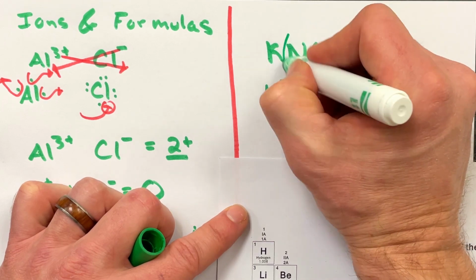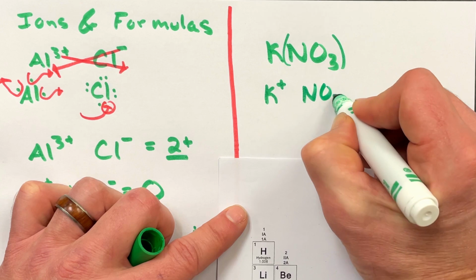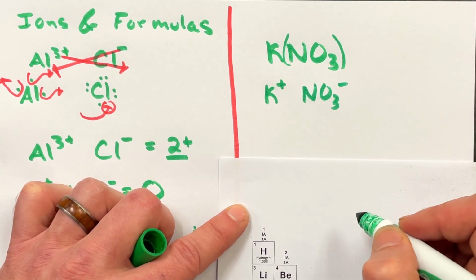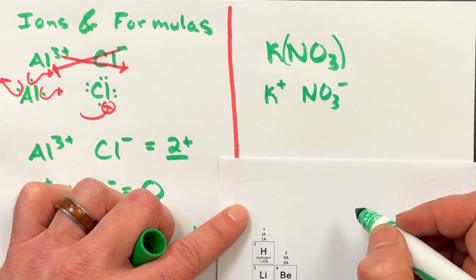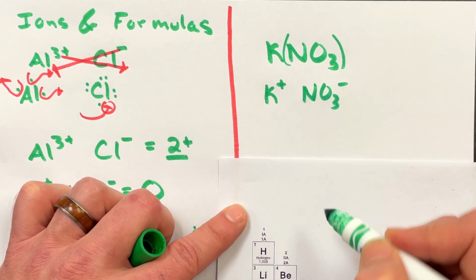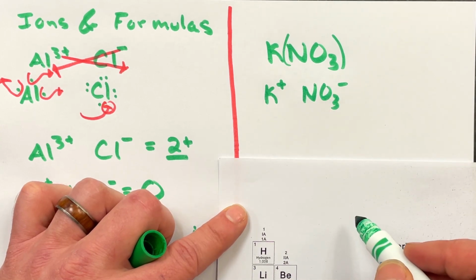NO3, this is one you need to memorize. I'll put parentheses around it. This is called nitrate. NO3. That's a polyatomic ion, and it always has a 1- charge. So as ions, it is potassium ion and nitrate ion. So that's what this would look like in its ionic formula there.